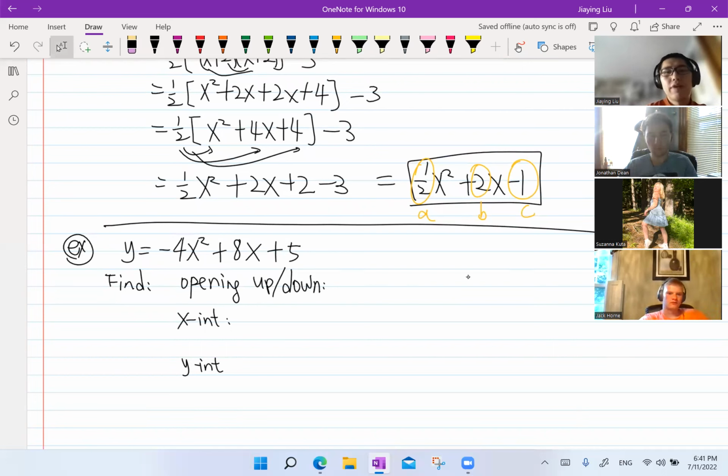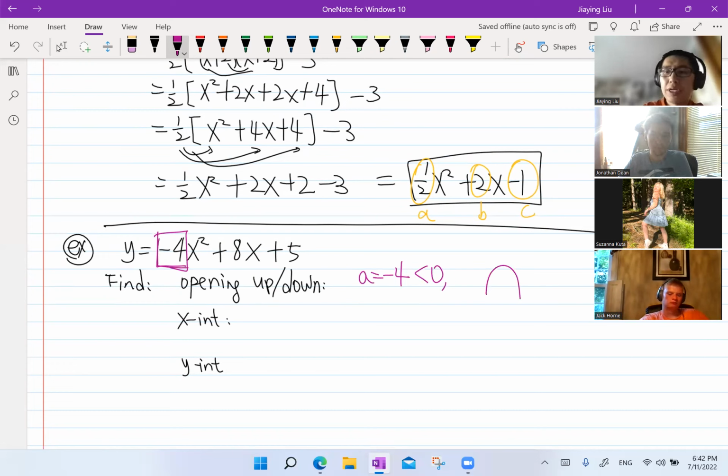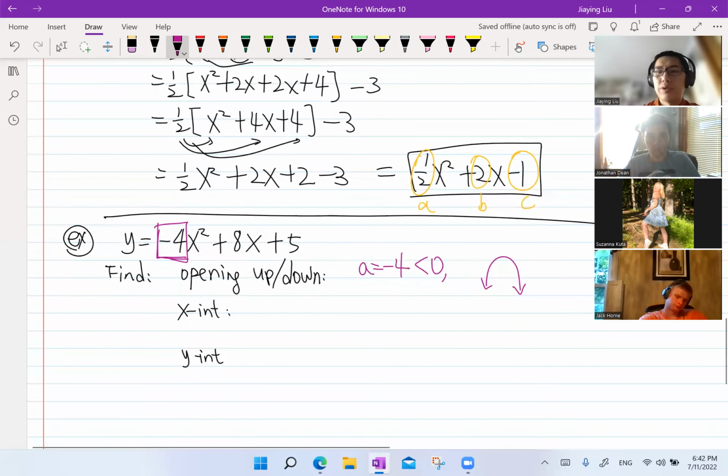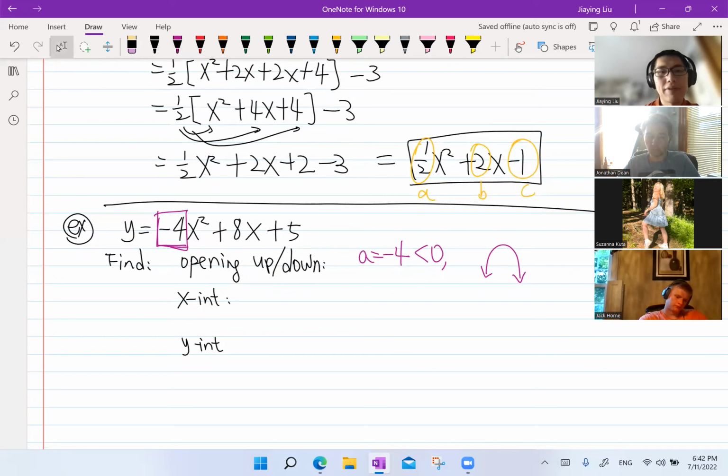All right. So first of all, I want to know if it's opening up or opening down. Well, let's just look at the a value. That's all I care about, right? The a value. So a equals negative 4, which is less than 0. If a is negative, then the graph is going to open downwards. That's it. We don't have to do any algebra, just look at the a value. And then we need to find the x-intercepts. So remember, to find the x-intercept, we're going to set y equals 0.